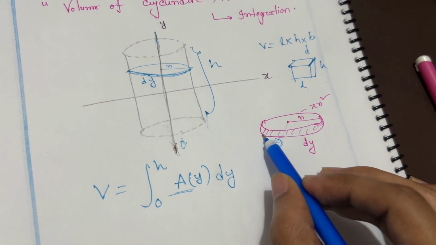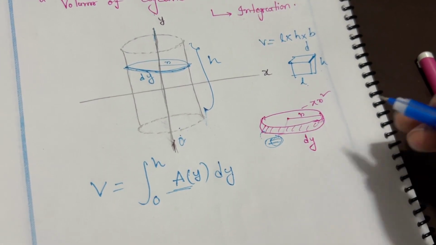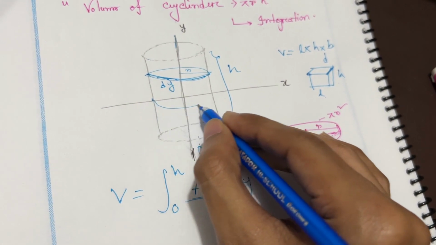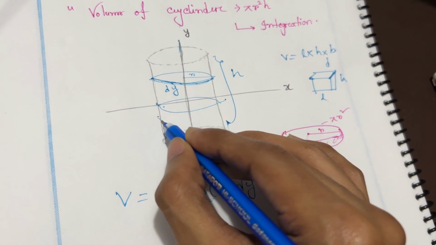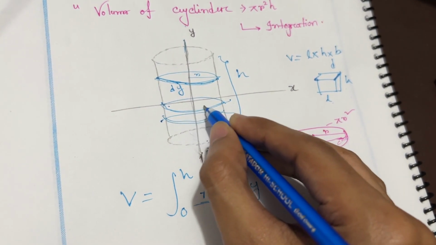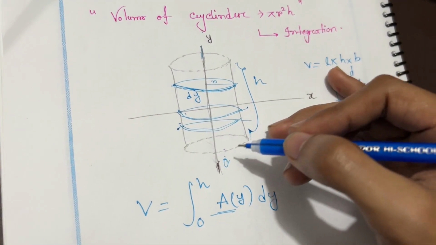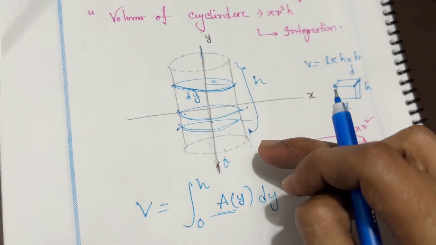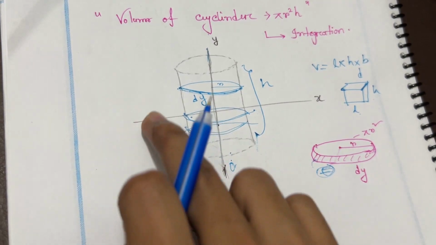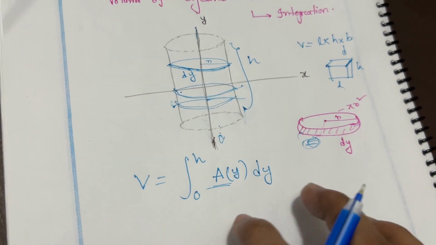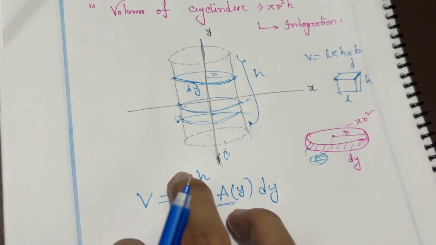We need to add lots of them. Here is another part, here is another part, and each has its depth. There can be thousands of these circles, and their depth is accumulated from 0 to h. If we add all of these areas times their depth, and we integrate from 0 to h, then we get the volume.